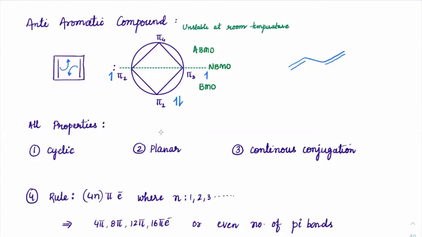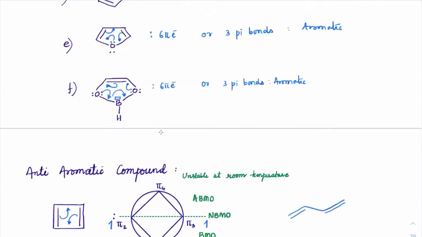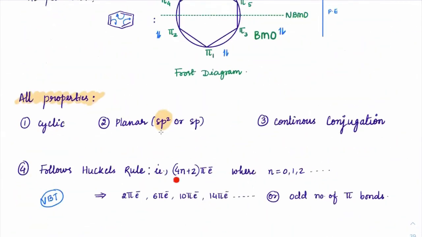But the minute it converts into a cyclic form, and that too when it is following these rules, then it is highly unstable. Now see, what are those properties? First, it should be cyclic. Second, it should be planar. Here also there should be continuous conjugation. While it is not following Huckel's rule, it is following the 4n pi rule. Huckel's rule is the 4n plus 2 pi rule, right? You can check. It is the 4n plus 2 pi electrons rule.